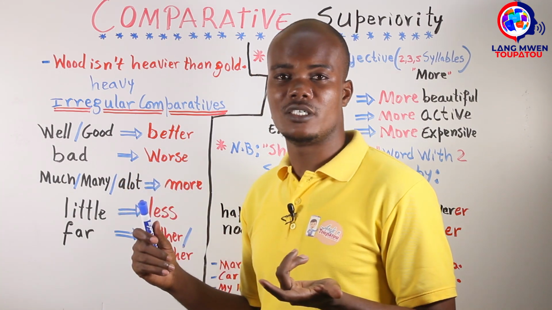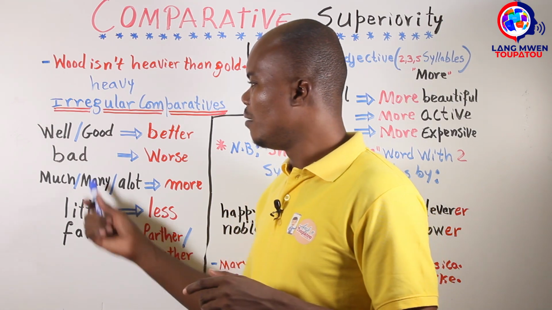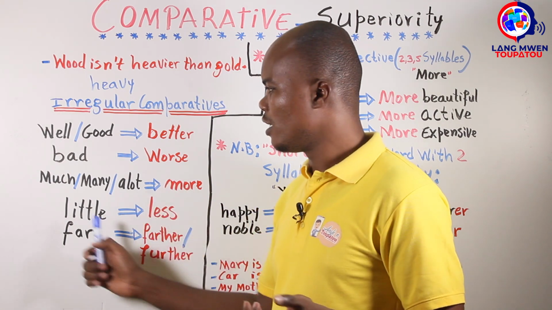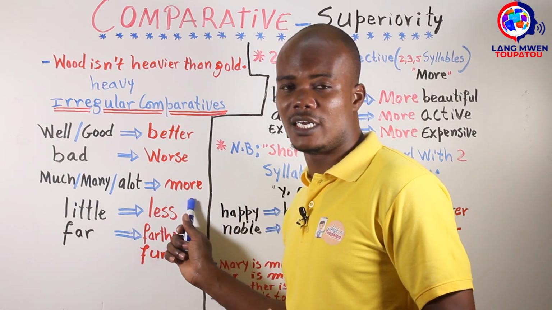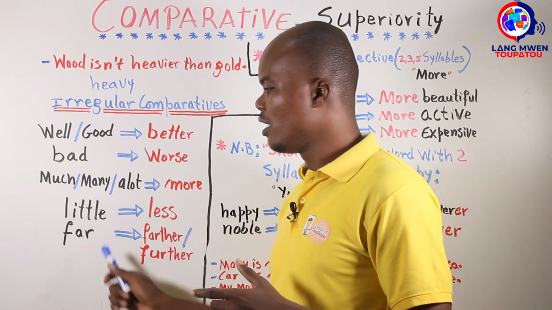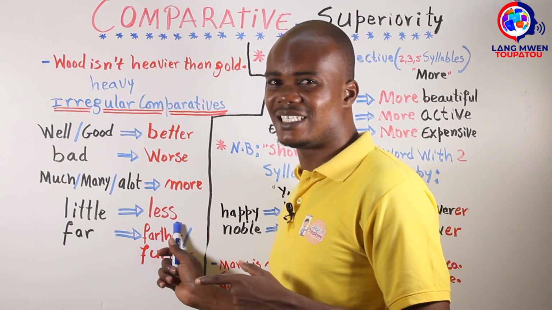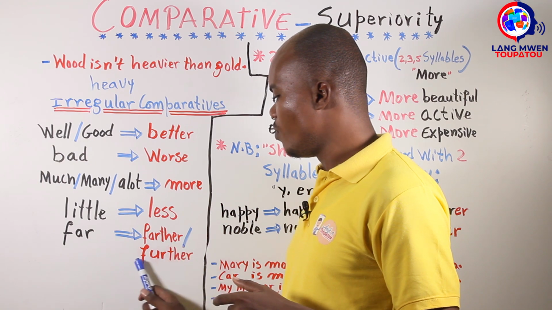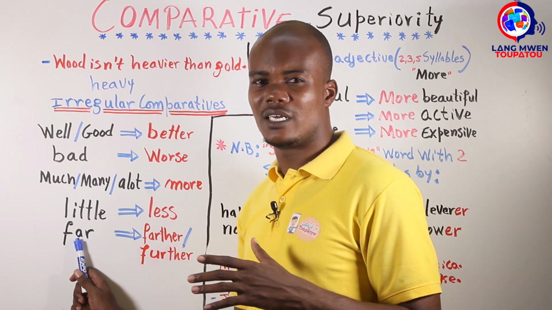Great, you say better. I'm better than him. Bad. Okay, when you have bad, you say worse. And when you have much, many, a lot, you say more. Okay? More. And when you have little, it's less. Okay? And when you have far, you can say farther or you can say further.